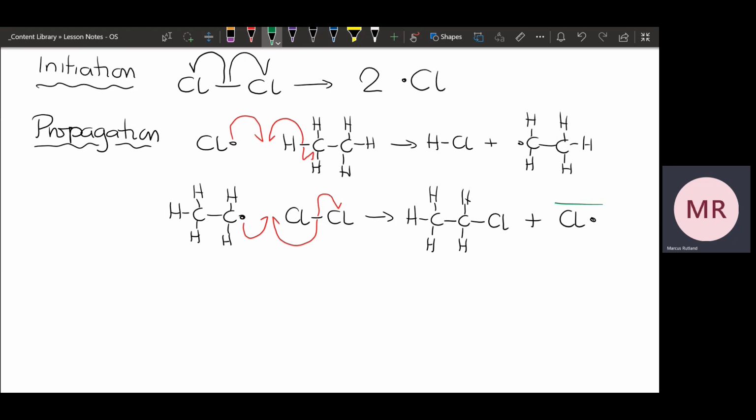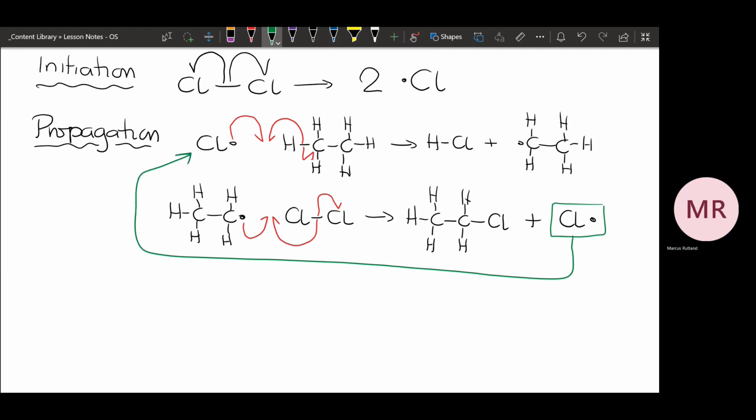So just note, this is a two-step catalytic cycle again. We can then transport that back to the beginning to do its thing again. So these two steps just go round and round, using up the chlorine radical, regenerating the chlorine radical, which can attack another ethane, and so on and so on.